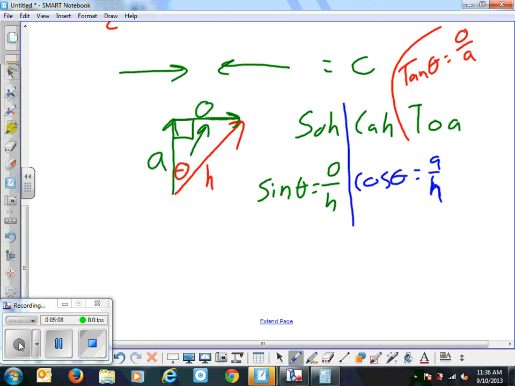Okay? Now, can opposite and adjacent be switched? Yeah. The hypotenuse is always the hypotenuse, it's always the long one. But if I'm talking about this angle, then the opposite of that is over here, and the adjacent to that angle is over here. Any questions about that?